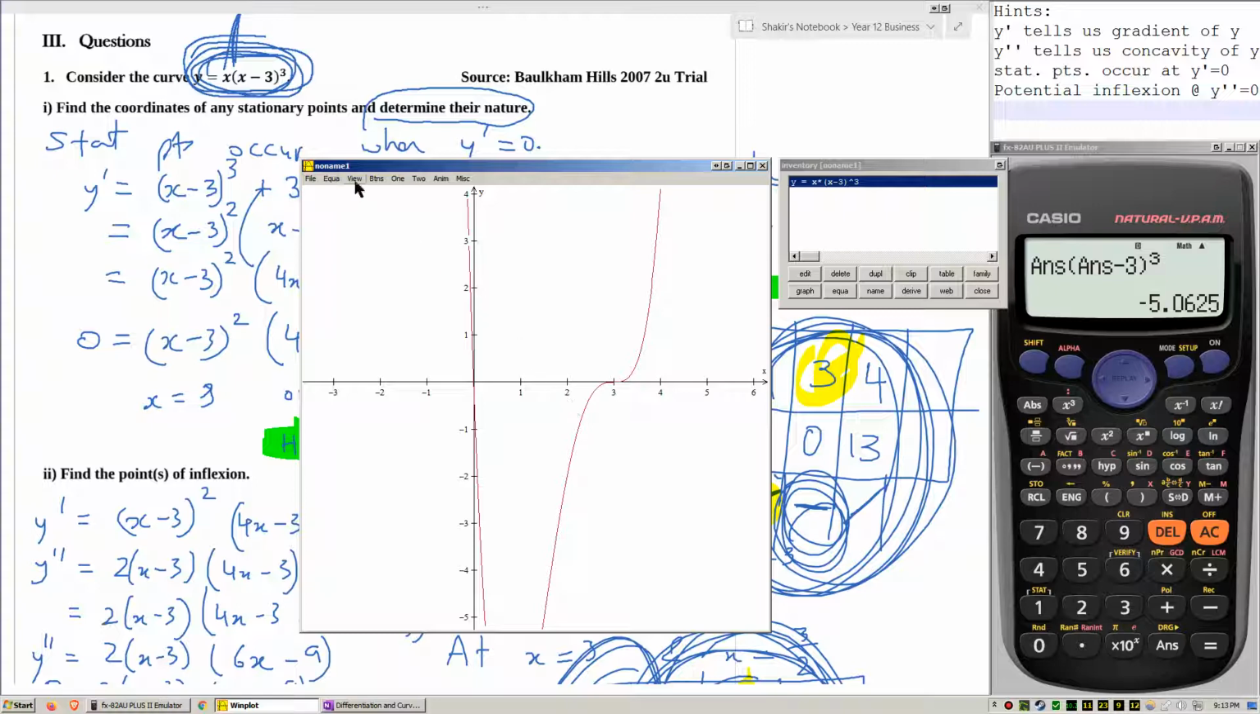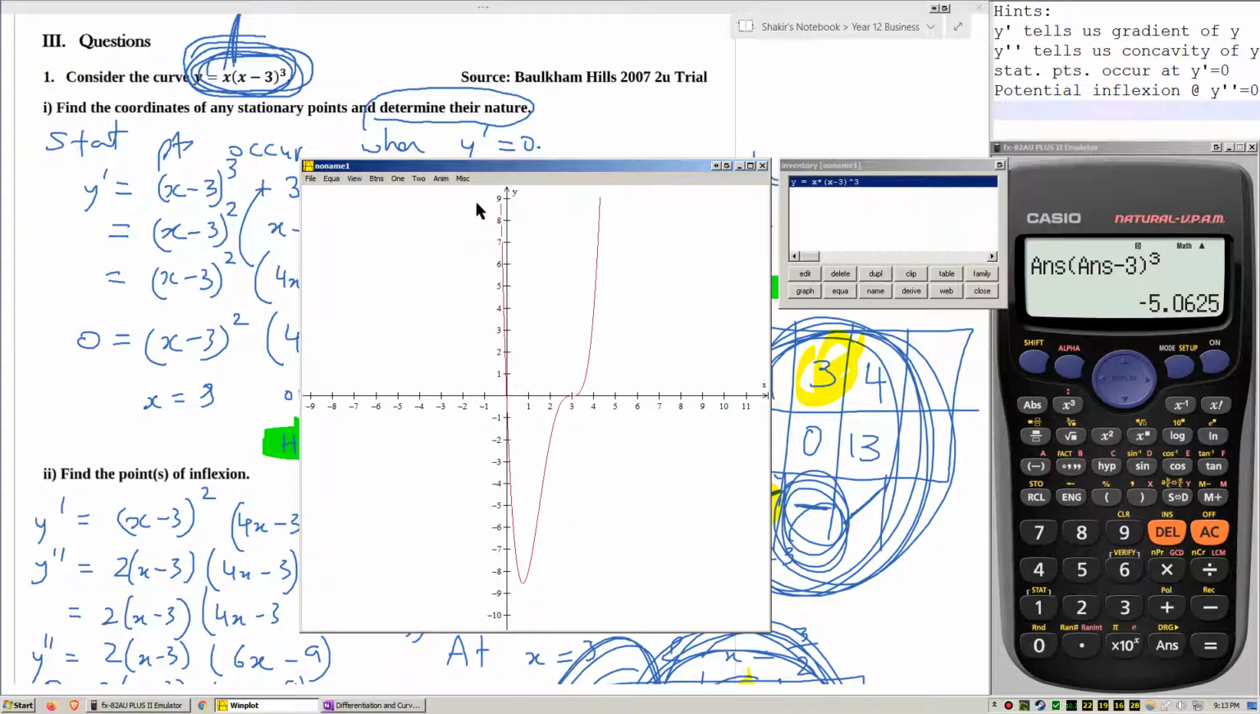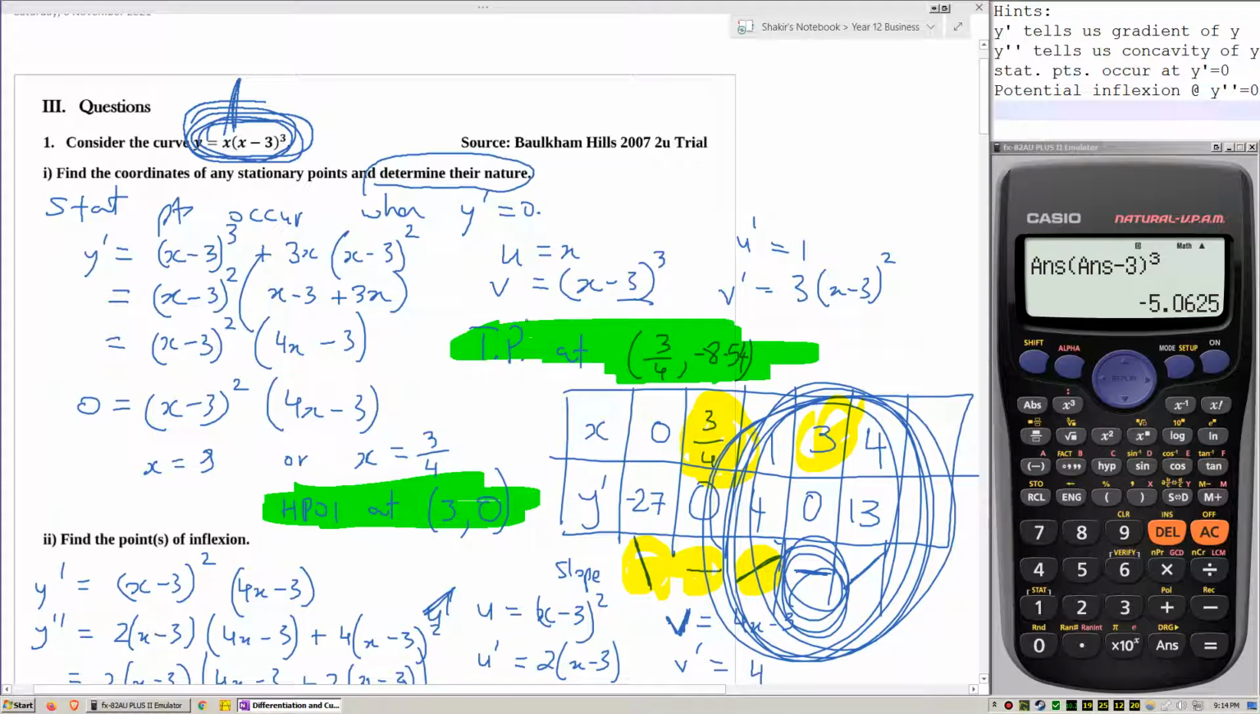And look, if I zoom out, yeah, look, we got the curve right. We got all the main features right. We could stretch it horizontally. I can't be bothered. The point is, we got it right. That's a lot of working out. Heaps, tons of working out.